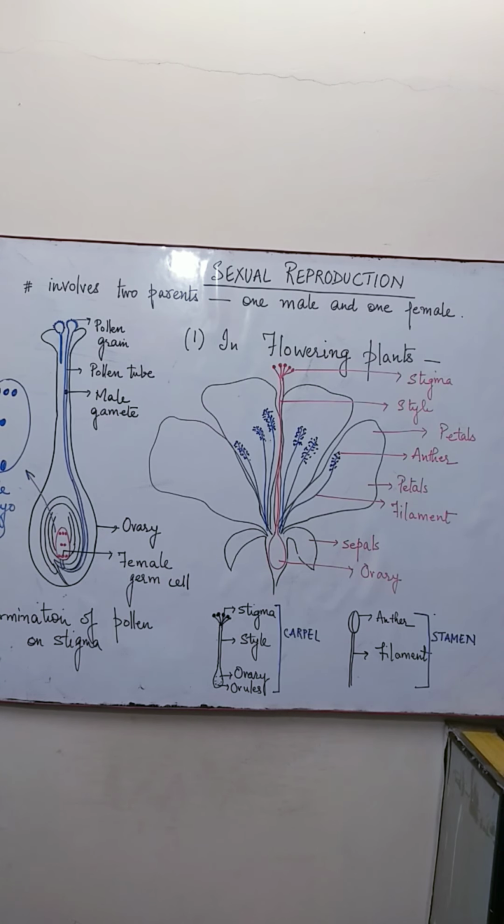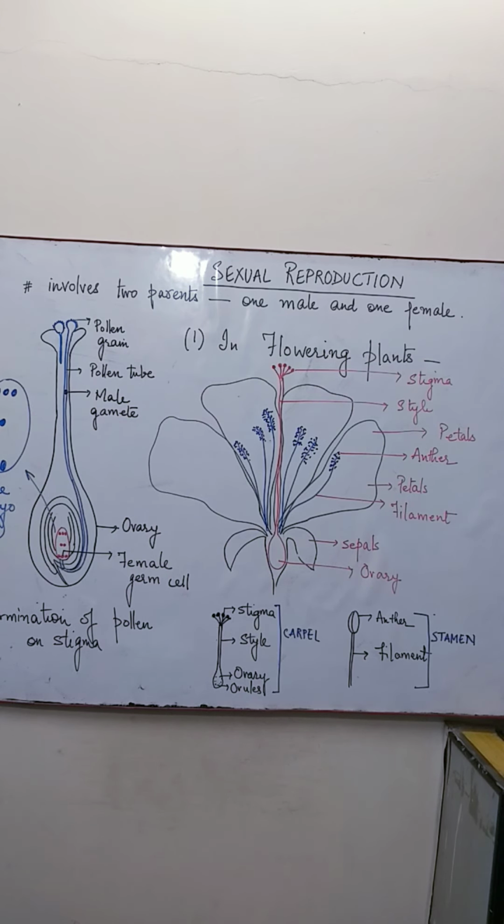In the case of bisexual flowers, since both male and female reproductive parts are in one flower, the pollination can be self-pollination. That means the pollen will fall to the stigma of the same flower. So self-pollination or cross-pollination.